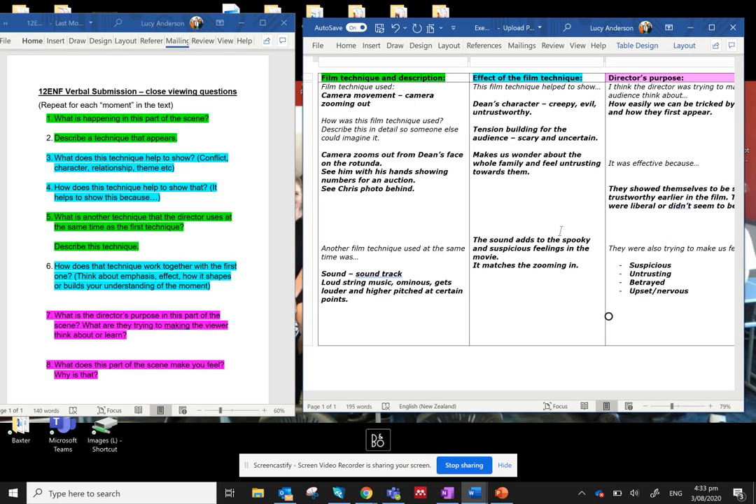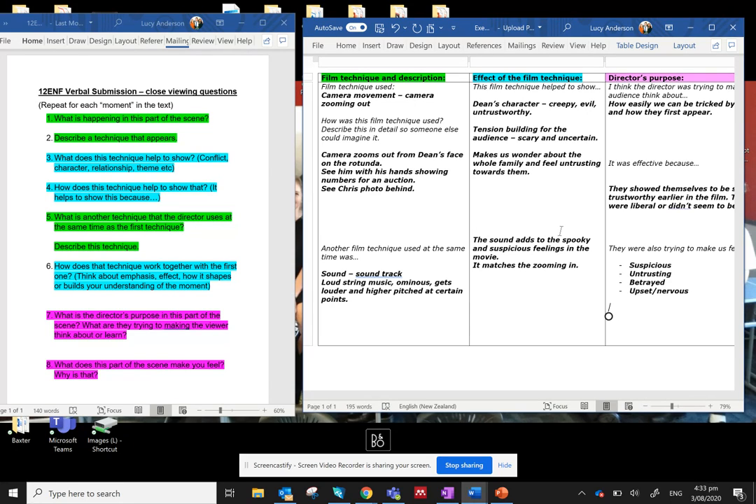It goes from just seeing his face where he looks normal to seeing his hands and then seeing Chris' picture, and it makes a really creepy feeling. As an audience, it feels kind of scary and a little bit uncertain because we don't know what's happening there. So the effect of that is it makes us feel untrusting of the family, because suddenly we can see that Dean is not who we thought he was and something weird's going on there. So our first exposure to what's going on is this camera zooming out.